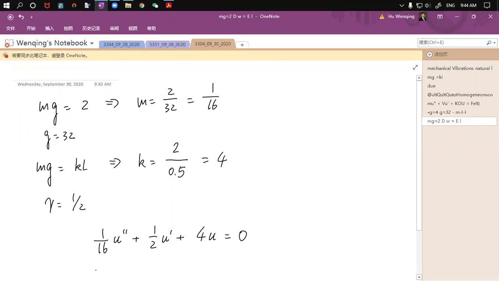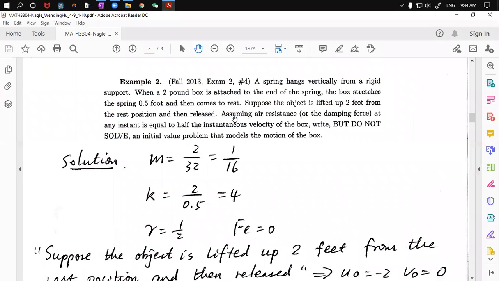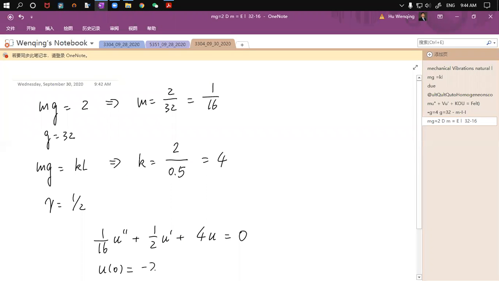But this is not enough. You have to know the initial position. What is the initial position? It says that initially you lift up 2 feet from the rest position. This is very important. If I said lift up 2 feet from the original length of the spring, there's another story. But lifting from the rest position means you deviate from the equilibrium position by 2, and this is up. So if it is up, it must be -2, because the downward direction is positive.